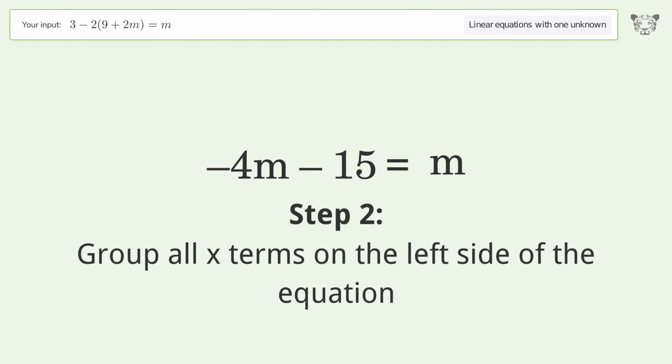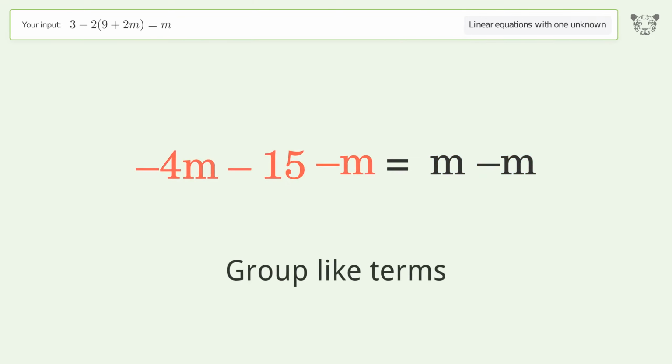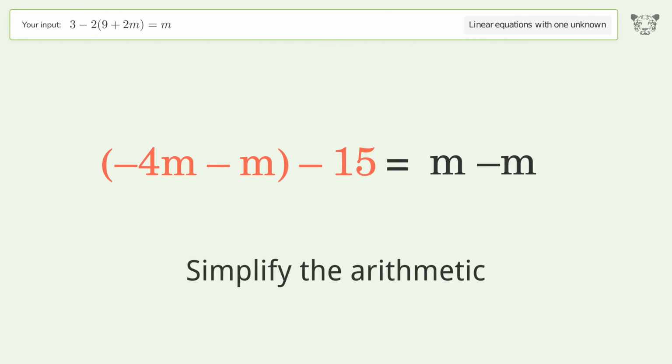Group all x terms on the left side of the equation. Subtract m from both sides. Group like terms. Simplify the arithmetic.